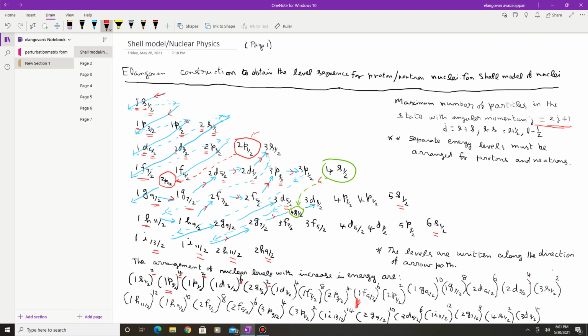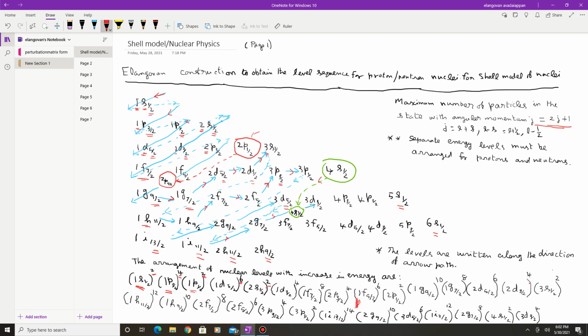So this diagram can be easily memorized. You can keep it in mind very easily. So once you remember this diagram, then the arrangement of nuclear levels with increase in energy can be easily written. So here now let us see this one. 1s half is your first level, so this is 1s half. Along the direction of the arrow you write down. Then the second one is 1p 3 by 2. The total number is 4. Then 1p half. The total number is 2.